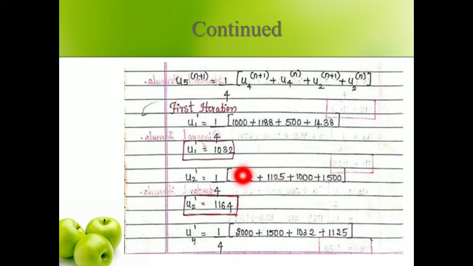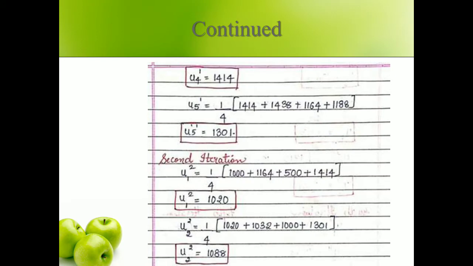This u1 dash should be used in the next value. The remaining stay as the first iteration, that is zeroth iteration values you need to use. But now you have found out u1 dash, so you have to use u1 dash here. So you will get u2 dash. So u4 dash is equal to 1 divided by 4 (2000 plus 1500 plus 1032 plus 1152). So you will get u4 dash. Similarly, find out u5 dash. u5 dash is equal to 1 divided by 4 (1414 plus 1438 plus 1164 plus 1188). So you will get u5 dash.